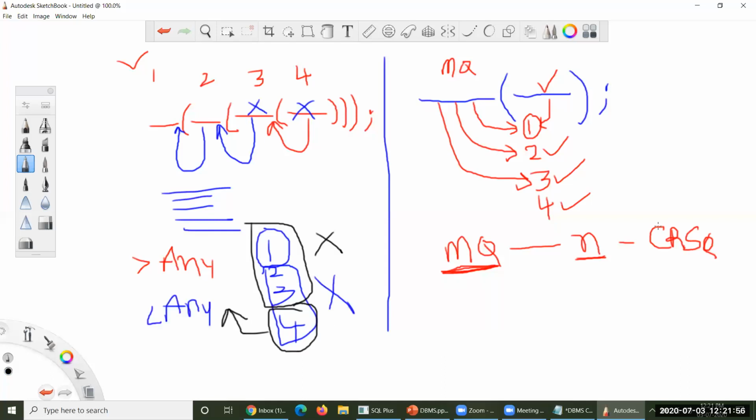Whereas in a correlated subquery, if a number of values are written here, each and every value can be substituted separately and output can be generated here. So that is the basic difference between these two.